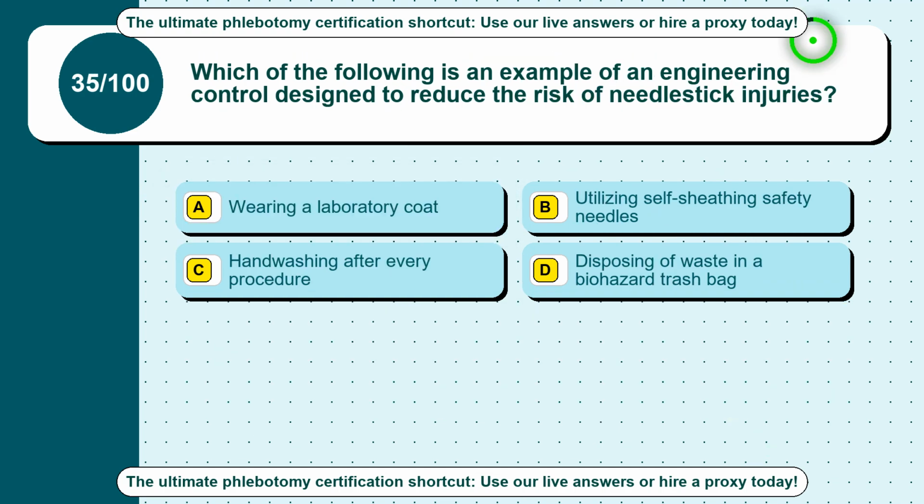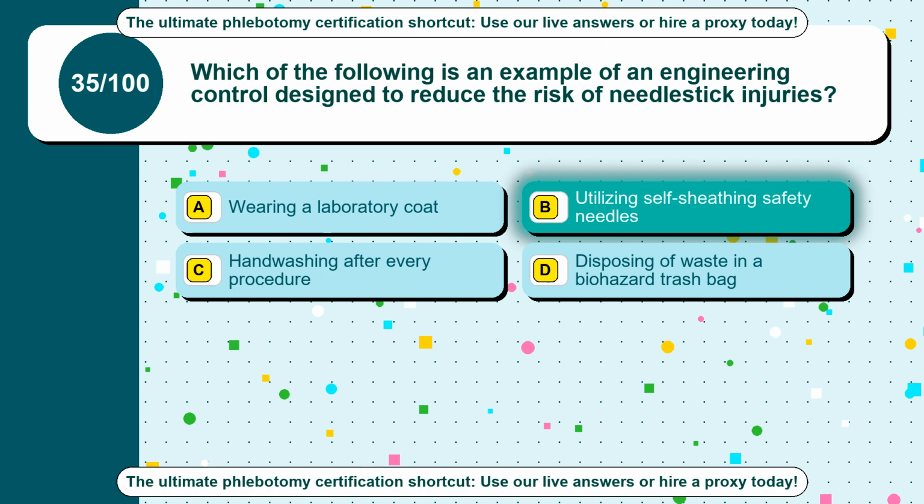Question 35. Which of the following is an example of an engineering control designed to reduce the risk of needle stick injuries? Option A, wearing a laboratory coat. Option B, utilizing self-sheathing safety needles. Option C, hand washing after every procedure. Option D, disposing of waste in a biohazard trash bag. The correct answer is option B, utilizing self-sheathing safety needles.